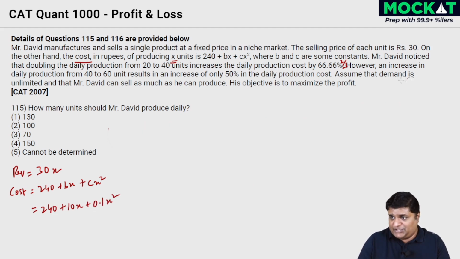Now continuing with the question, assume that the demand is unlimited, that Mr. David can sell as much as he can produce. His objective is to maximize the profit.